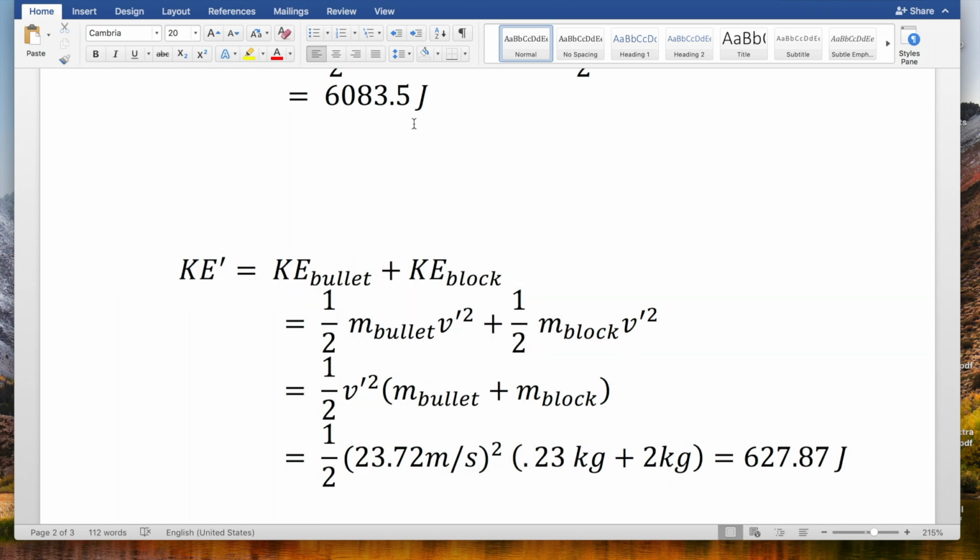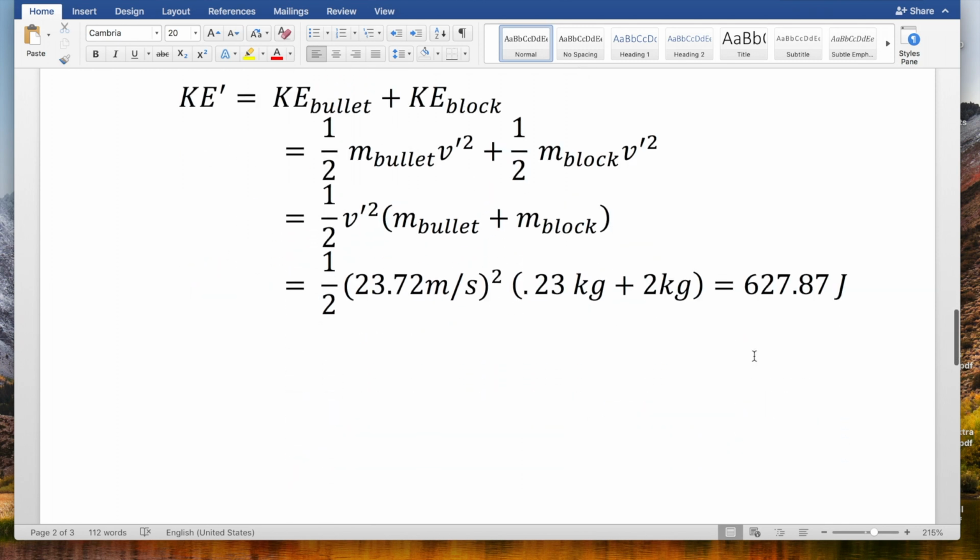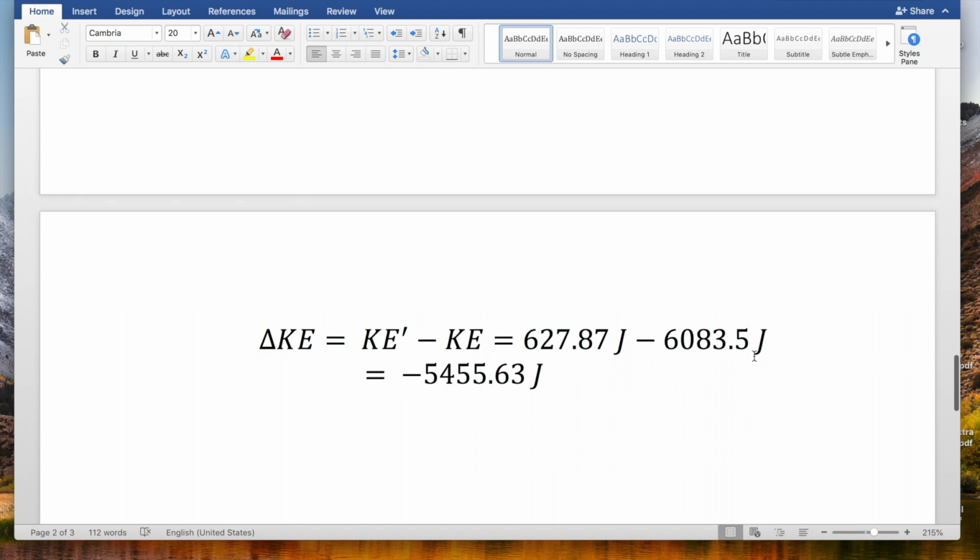Started with 6,000 joules and ended with a little over 600. To figure out exactly how much, I'm going to plug that back in to the delta KE equation, and we get negative 5,455.63 joules of energy left our system. The negative sign has to be there because energy is leaving the system, and that's our final answer.